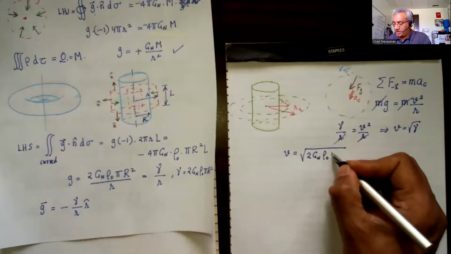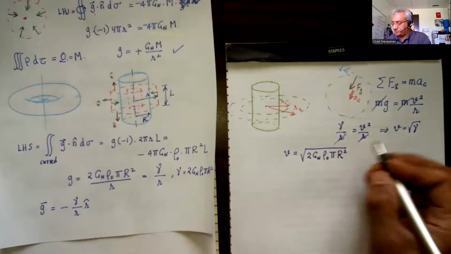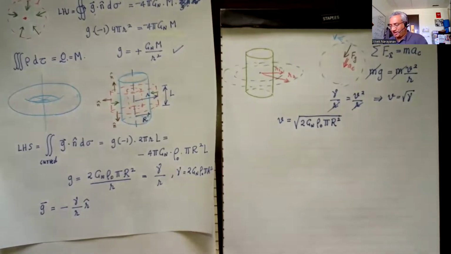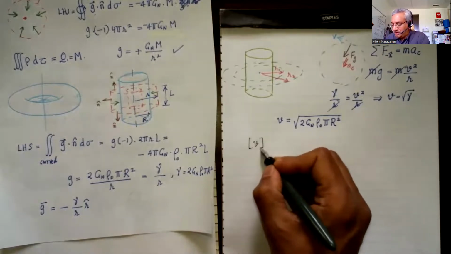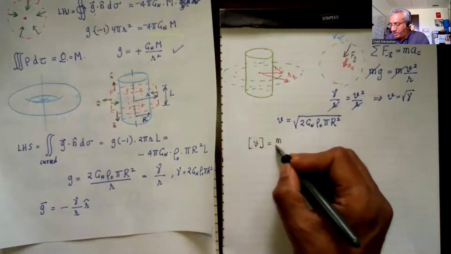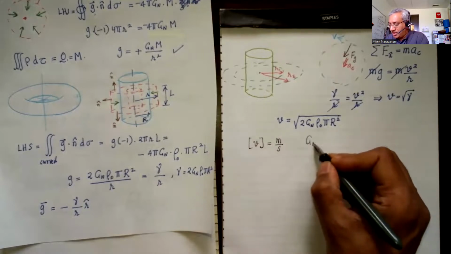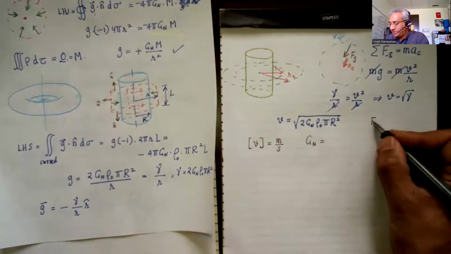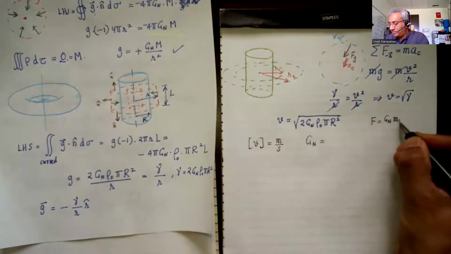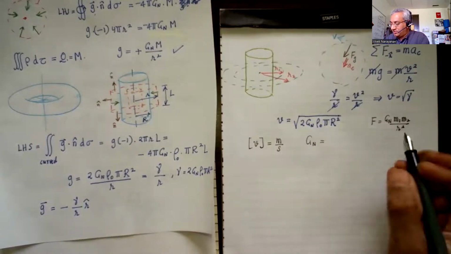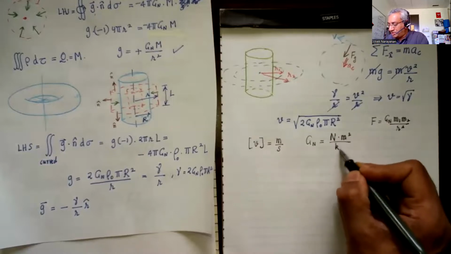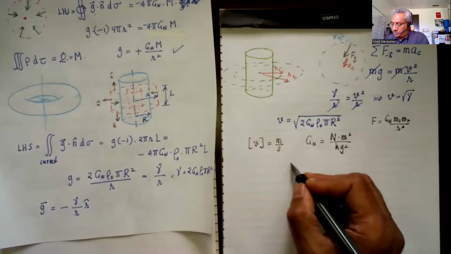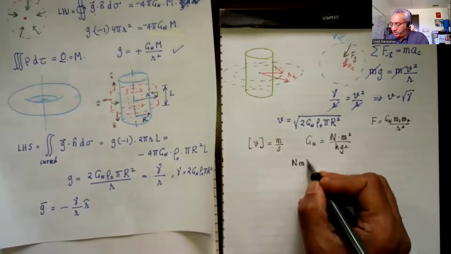rho naught times pi r squared. Does that look like a velocity to you? I don't know. I get nervous when I see expressions like this. So let's calculate the units. The units of v, this is the physicist coming out in me, is meters per second. Newton's gravitational constant, how do you get that? Force equals G_n m1 m2 over r squared. So let's be very basic. This G_n is going to be Newton meter squared over kg squared, okay? So I'm going to get Newton meter squared over kg squared.